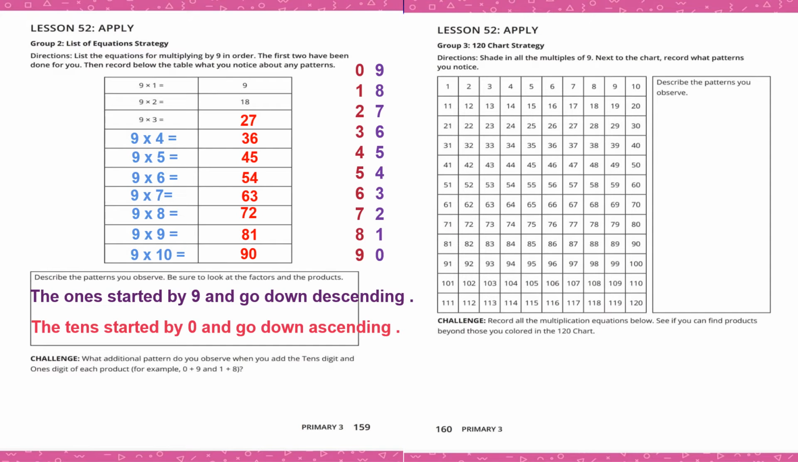The sum of the two numbers in the result, like this: 4 plus 5 equals 9, 3 plus 6 equals 9, 2 plus 7 equals 9, and so on. The sum of each product is 9.